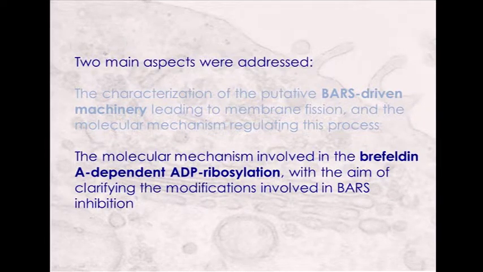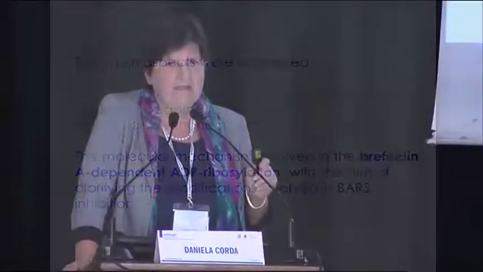BARS interacts with two L-paths, and we have investigated both. L-path3, which was our favored enzyme at the beginning, is in fact important for BARS activity, but in the retrograde traffic. So it's important in the formation of COP1 vesicles. COP1 vesicles are not formed if L-path3 is not active. But it's L-path4 that localizes at the Golgi, in the trans-Golgi network, and causes the fission of the tubular carrier I showed you before.